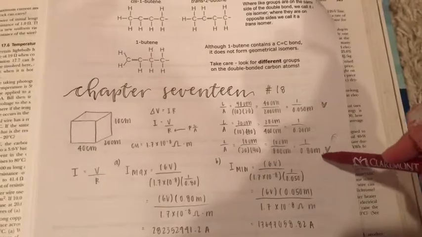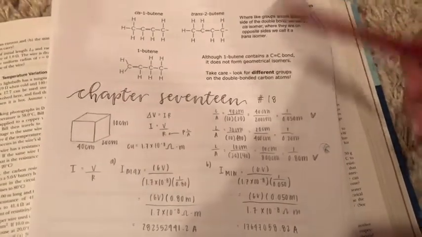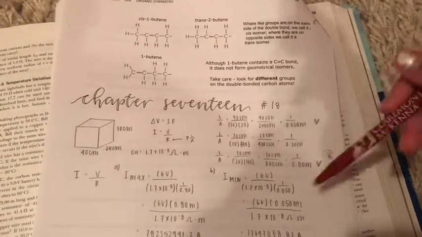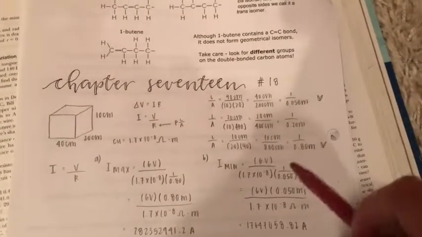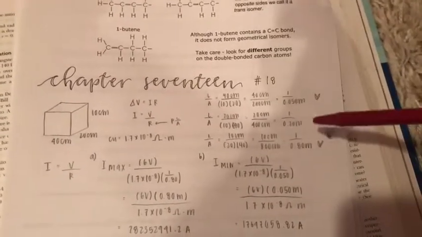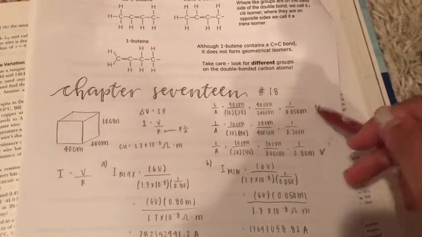Since it asks us for the maximum current and the minimum current, we're going to use the highest value and the lowest value out of the 3 values that we found. And I put hearts next to them because I felt like it. Our highest one would be 1 over 0.80 meters, and our lowest being this one.